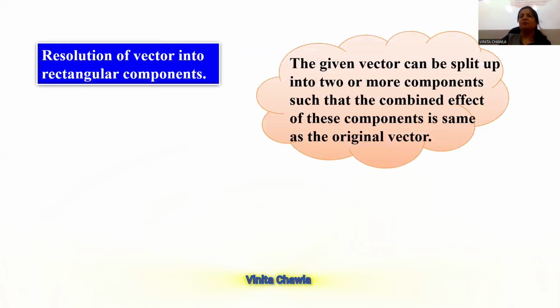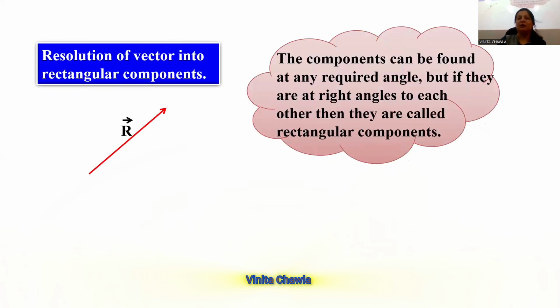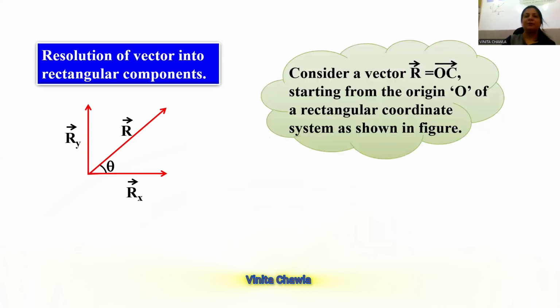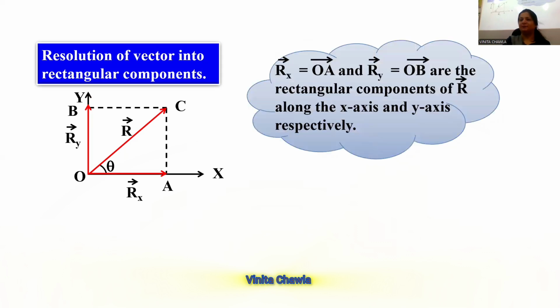So resolution of vectors into rectangular components. The given vector can be split up into 2 or more components such that the combined effect of these components is same as the original vector. If we have a vector R, we can get the rectangular components. Components, vectors which are at right angles to each other are called the rectangular components by resolving it into 2 parts. Okay. So Rx and Ry. So Rx is the horizontal component and Ry is the vertical component. So now we can write Rx as R cos theta and Ry as R sin theta.